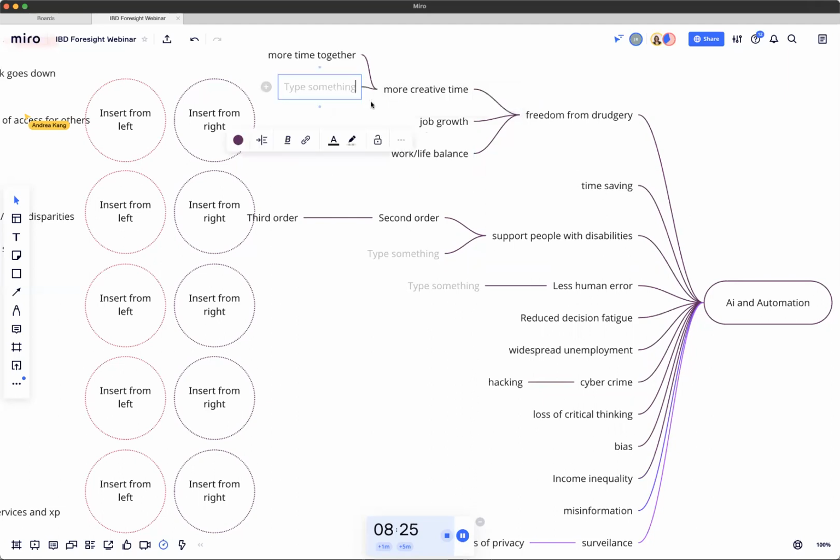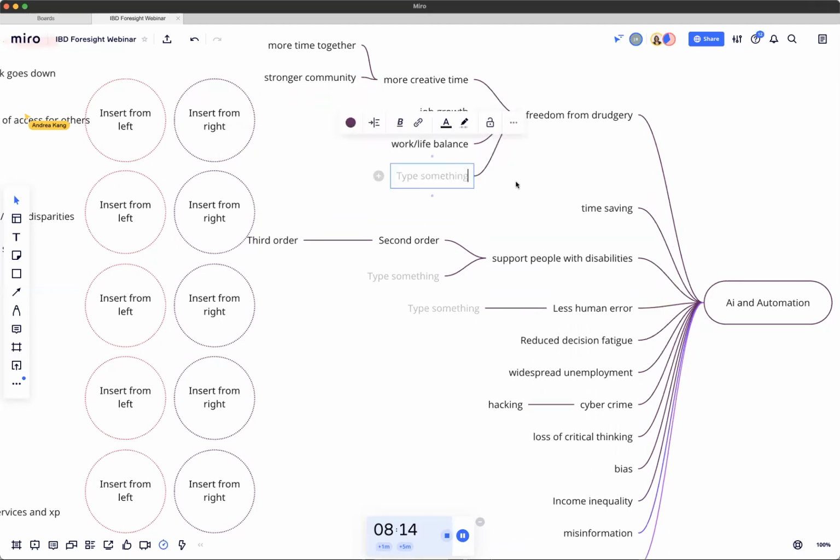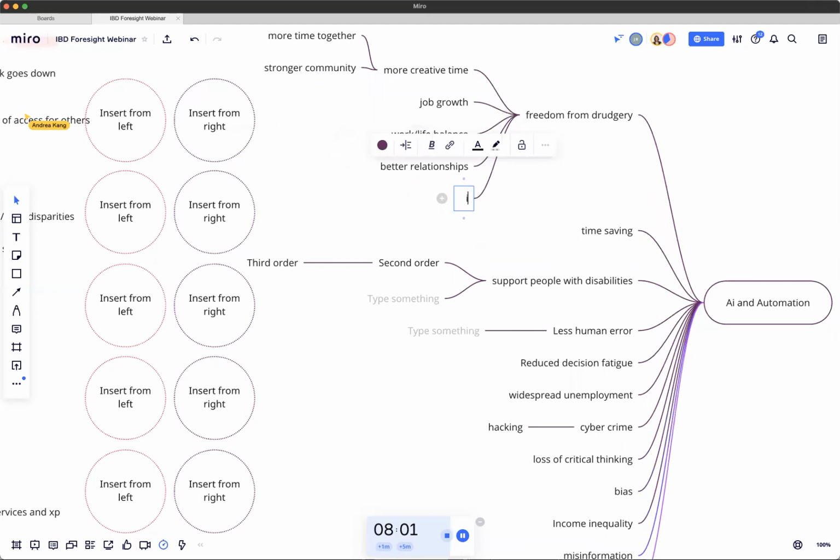Self-actualization, increased human interactions, maybe at a more interpersonal level. Less divorces. That is possible. Time for homesteading. Okay. I see someone's already starting to make connections here. Increased innovation. I think it's really interesting. Reduced workplace injury. That's a cool one.